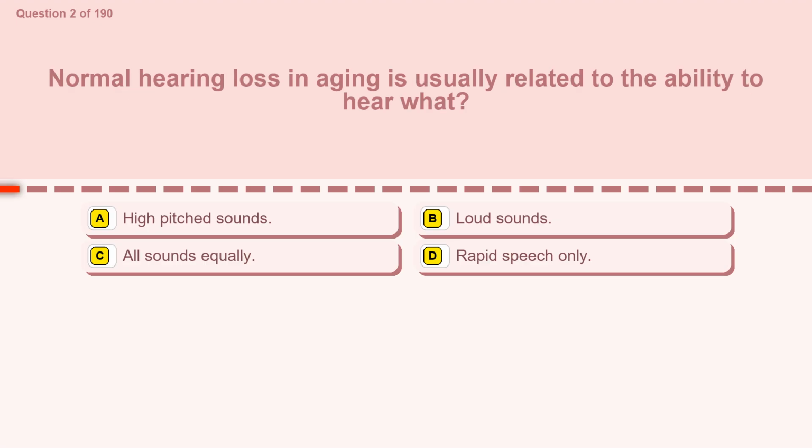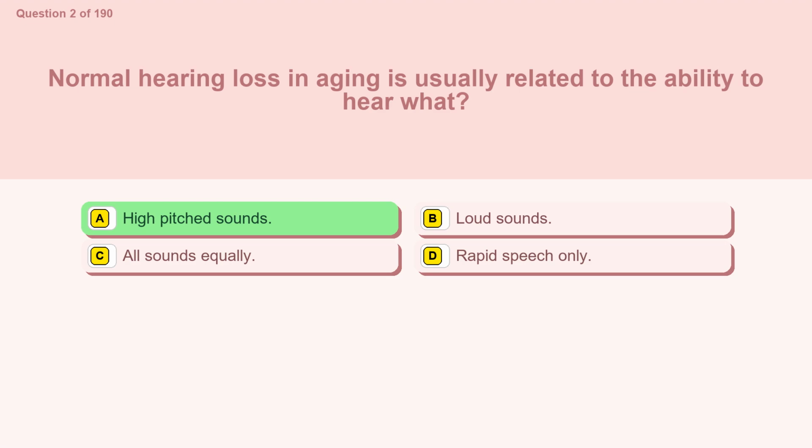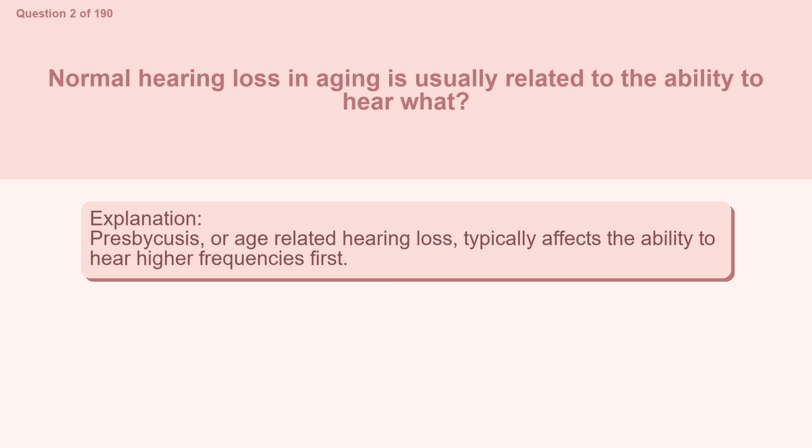Question 2. Normal hearing loss in aging is usually related to the ability to hear what? Option A. High-pitched sounds. Option B. Loud sounds. Option C. All sounds equally. Option D. Rapid speech only. The correct answer is option A. High-pitched sounds. Presbycusis, or age-related hearing loss, typically affects the ability to hear higher frequencies first.